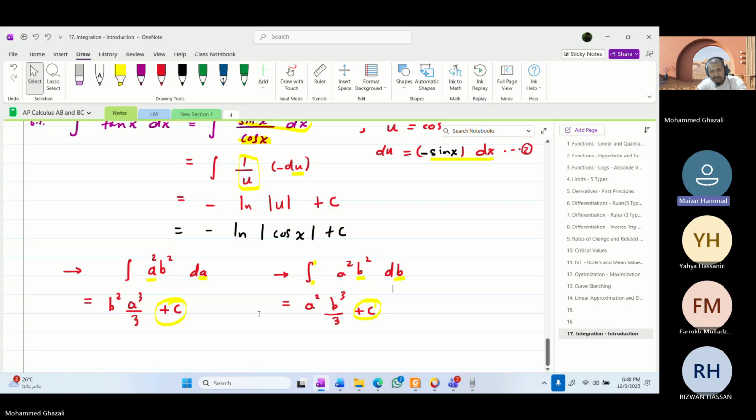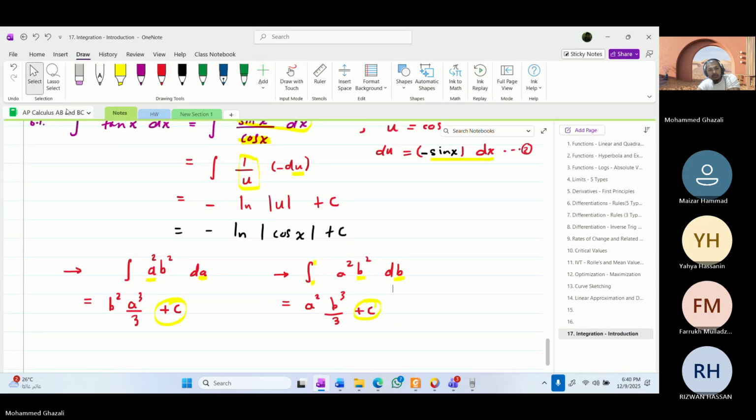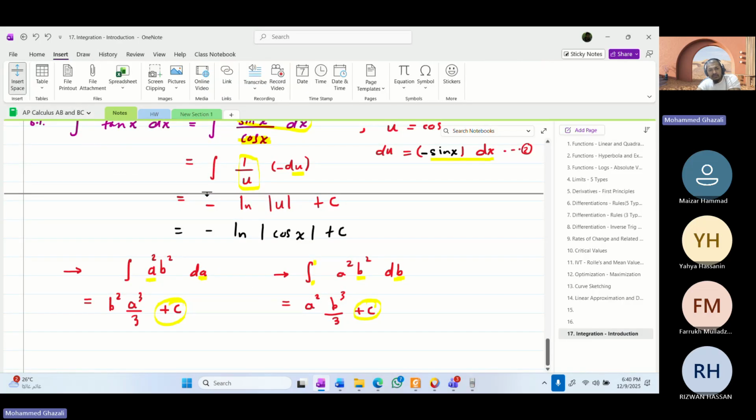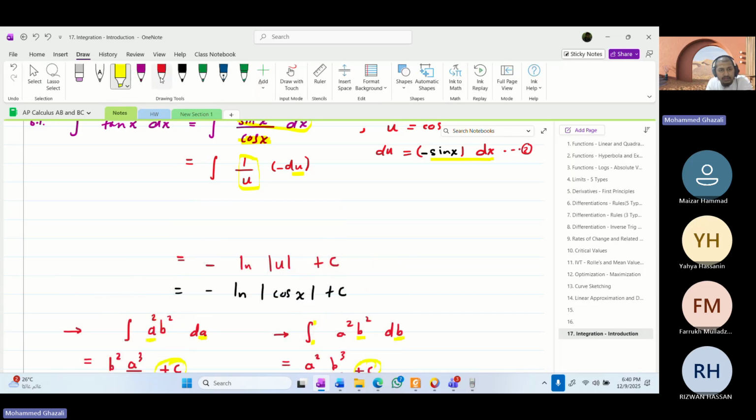Here the minus du, the du becomes minus du, yes, because sin x dx is minus du. Negative du means negative 1 times du. See, this is what it means. Negative du means I can take the negative out of the integral. You have to understand this. So take the negative out of the integral, just 1 over u du.